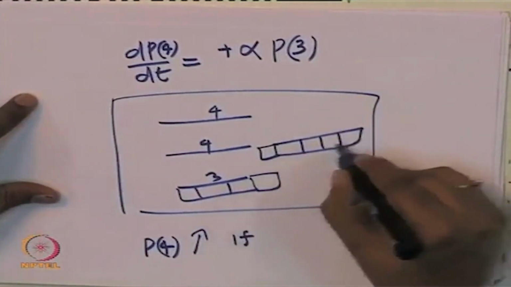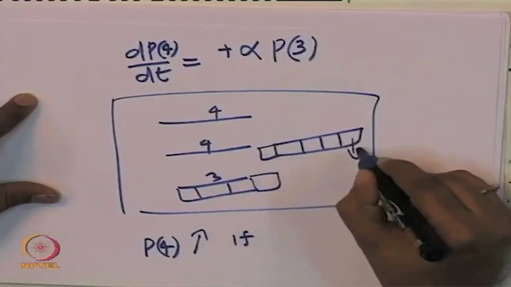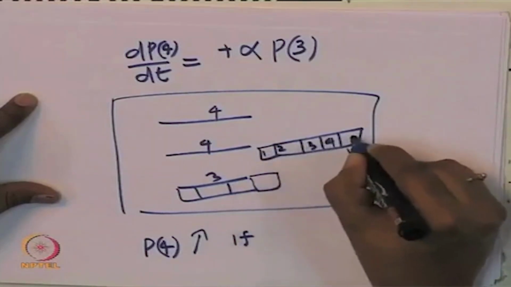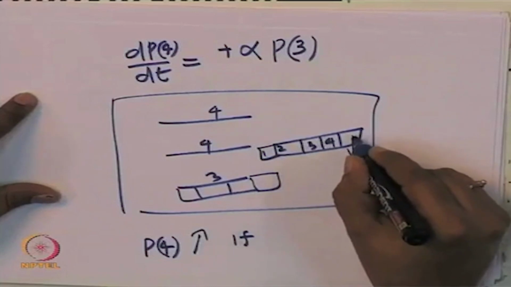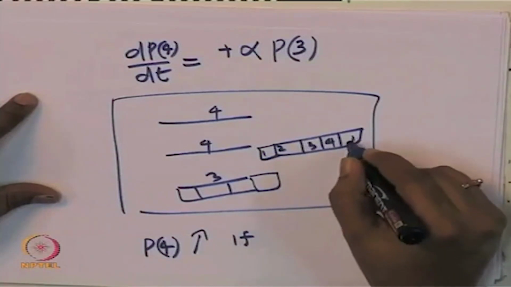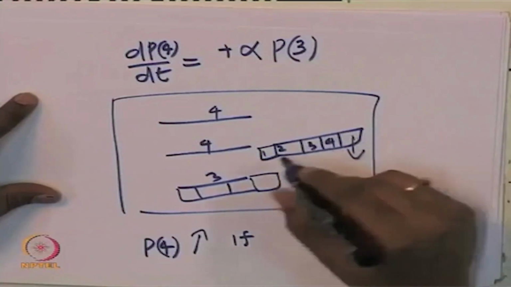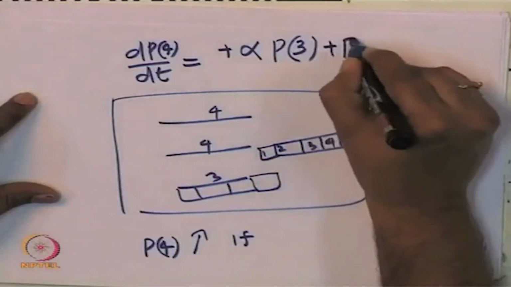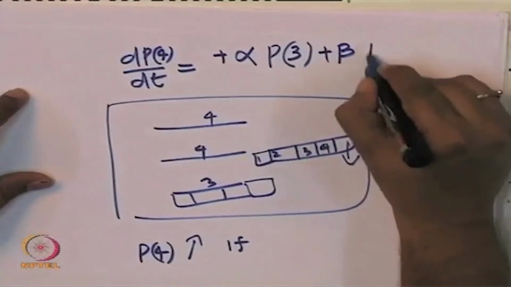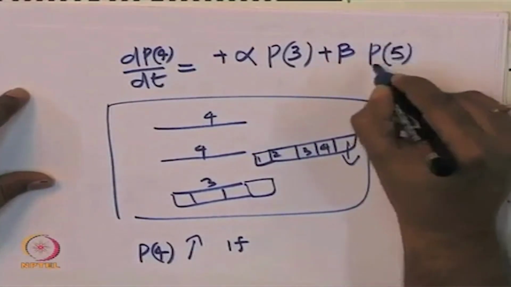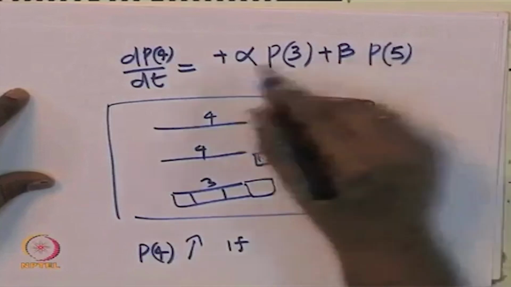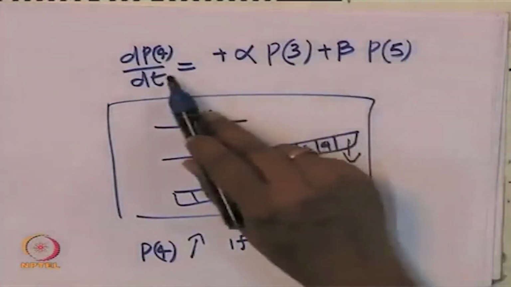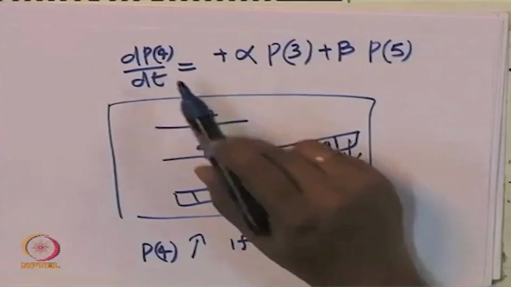Similarly, let us say there are 5 monomer filaments. If a depolymerization happens on a filament having 5 monomers, the 5 will become 4. So this will become a filament with 4 monomers. If a depolymerization with the rate beta happens on a filament with 5 monomers, that also can increase P4. Then, if this happens also, the probability to have 4 monomers will increase.